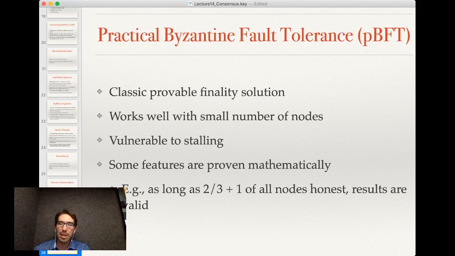So there are a variety of algorithms for this. The most famous and sort of the classic way to do this is what's called practical Byzantine fault tolerance. So a Byzantine fault, I think we discussed this earlier when we discussed the Byzantine generals problem, is some node that is either not responding or is malfunctioning or even actively malicious. And PBFT is a classic solution to this. It works well with a small number of nodes that need to come to an agreement, where basically as long as 2/3 plus 1 of all the nodes are honest, the results are guaranteed to be valid. So we can prove this mathematically, that this will always be the case. The big problem is if a large number of these nodes drop off, then we could be vulnerable to stalling. Or if a large number are malicious, we could be vulnerable to stalling.